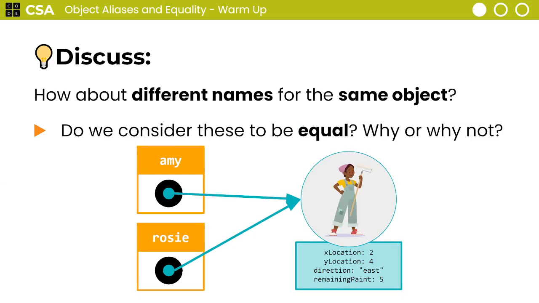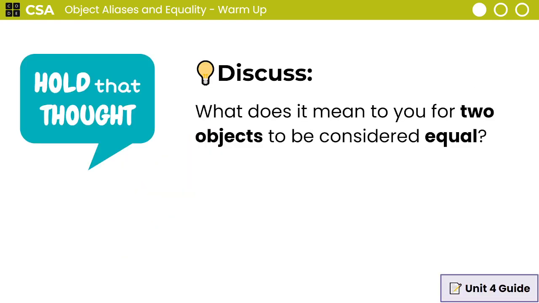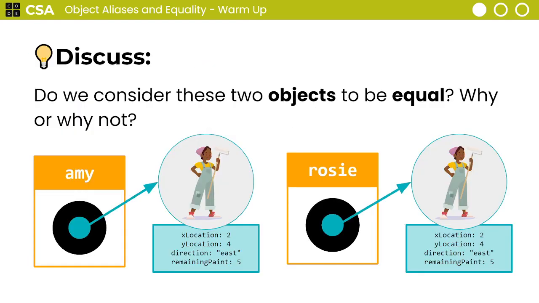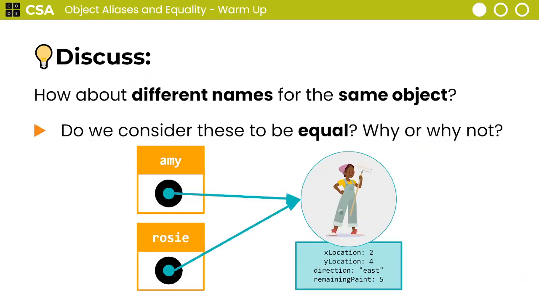Go ahead and pause for a moment just to discuss amongst yourselves all 3 points: what does it mean for the objects to be equal? Are these two different objects equal? And how about having different names for the same objects? Should those be considered equal? Go ahead and pause and pick whenever you're ready.